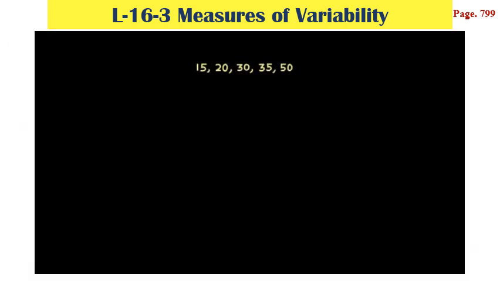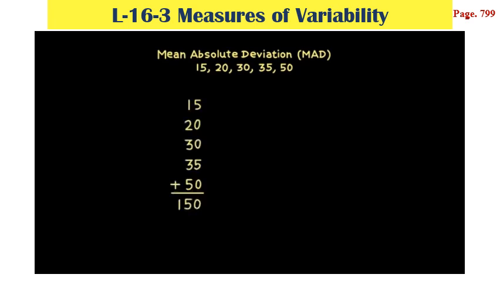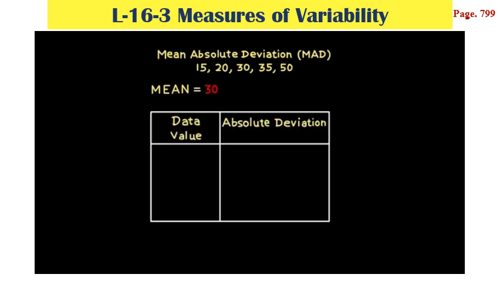Using this set of numbers, we are going to discover how far they are spread out from their mean by calculating their mean absolute deviation, MAD. First, we find the mean of the dataset. So, we add the numbers for a sum of 150. And then divide by 5, the number of values in the set. The mean is 30.